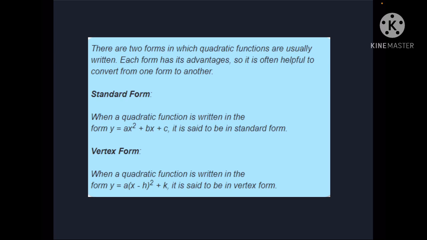For example, a standard form equation is like 2x to the power of 2 plus 4x plus 9, while a vertex form equation is like 3 bracket 4x minus h to the power of 2 plus 5.